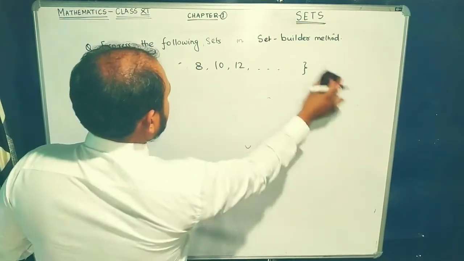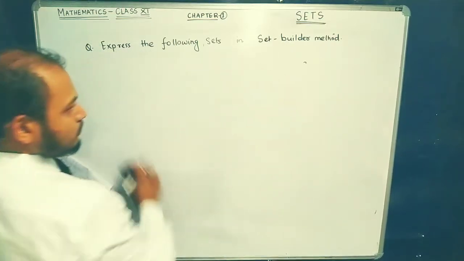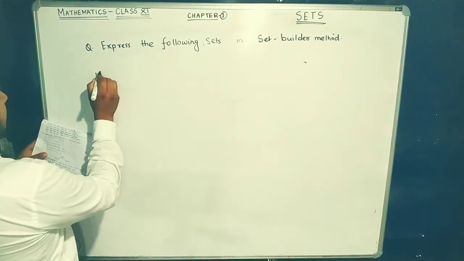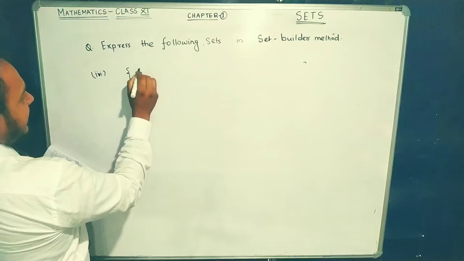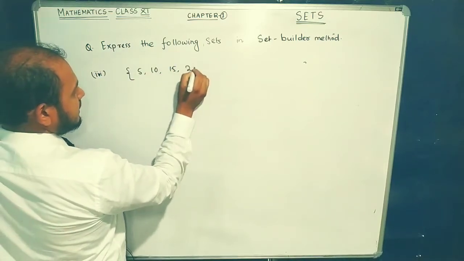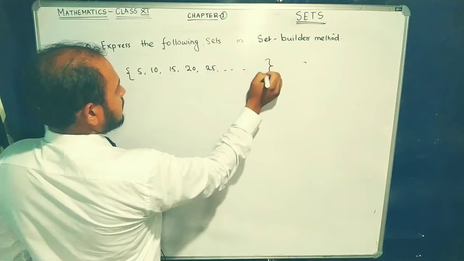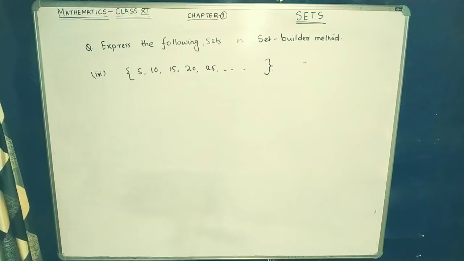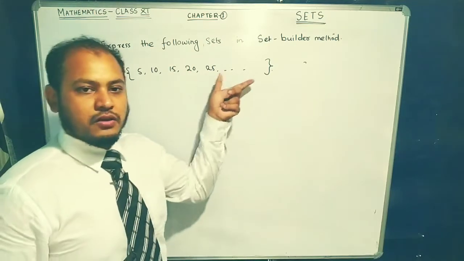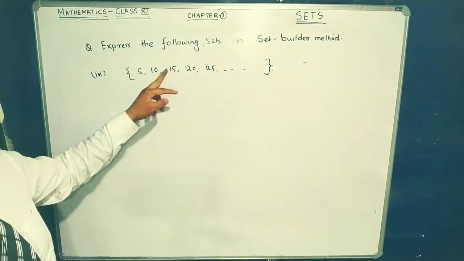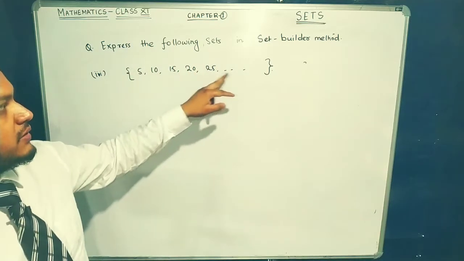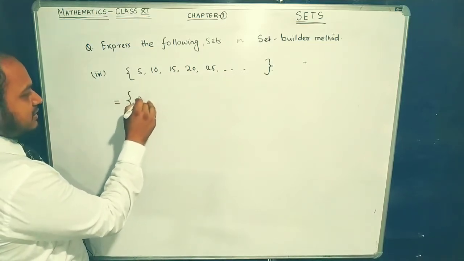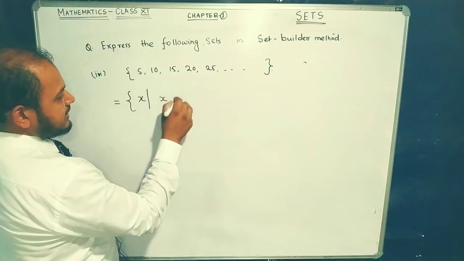Okay, let's move to question number 3. Another question, very interesting. 5, 10, 15, 20, 25 and so on. Remember, in set builder method you have to first recognize the common property between the elements. What is the common property? Each and every element is a multiple of 5. See, 5 ones are 5, 5 2s are 10, 5 3s are 15, 5 4s are 20, 5 5s are 25 and so on. So each and every element is nothing but a multiple of 5. So I can write it like this, that it is a collection of x's such that x is a multiple of 5.